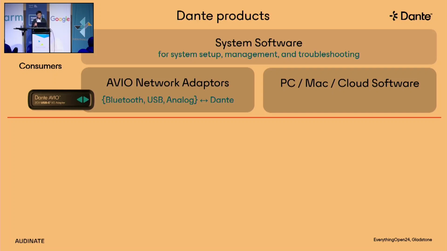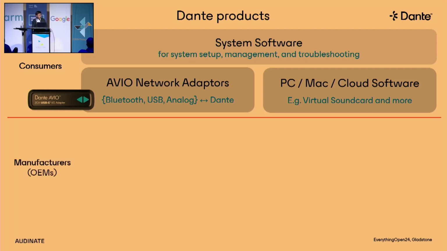And it's not only limited to all those. We also have PC software and cloud software, with examples like Dante Virtual Sound Card, which is software that you can install on your system and basically have a direct interface into Dante. And that is the first category of where we sell products to end customers, consumers.